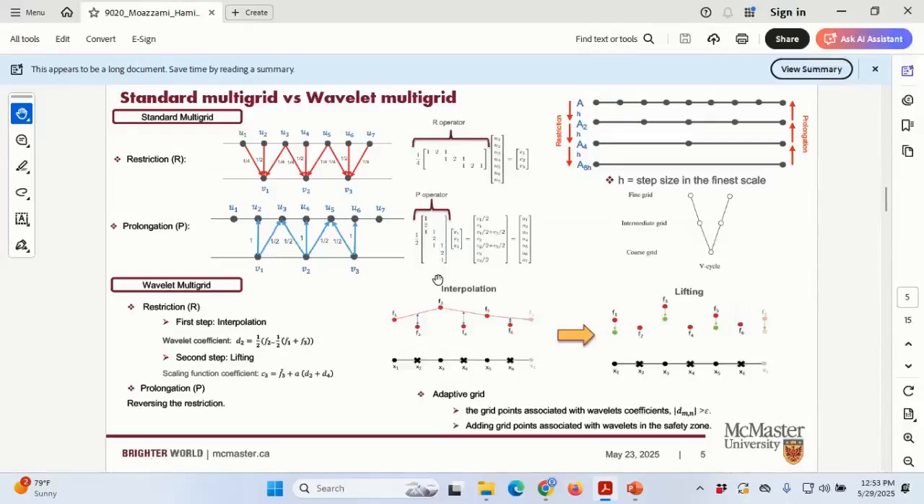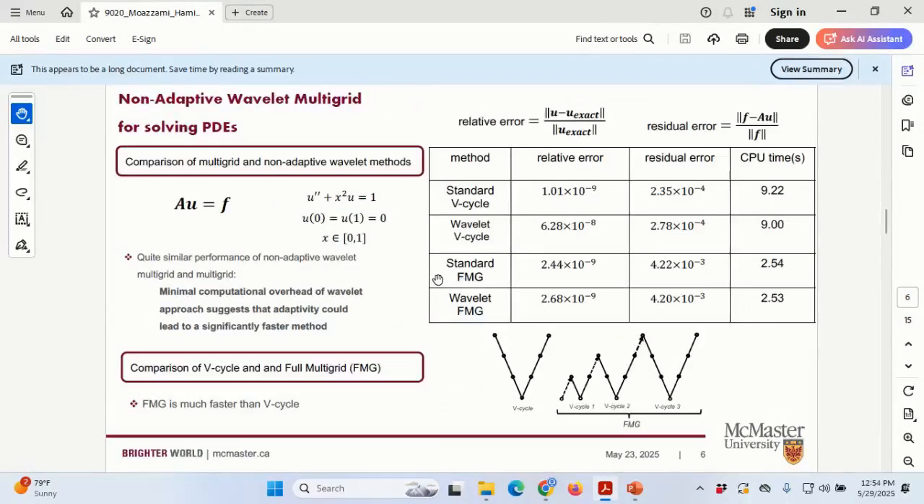We solve the problem on the adaptive grid, on the special part of the region which is adaptive, and then we interpolate to the rest. In this way, we achieve efficiency. Here is a comparison of even the non-adaptive wavelet with a standard multigrid.